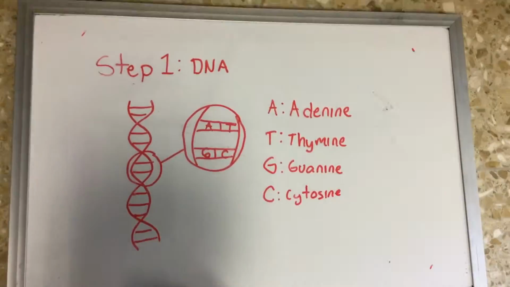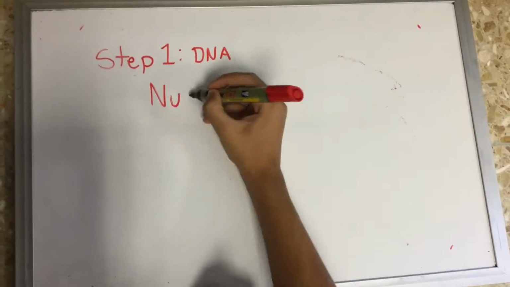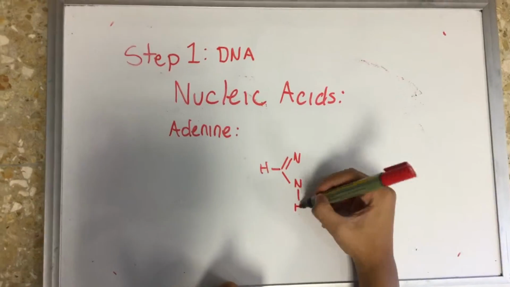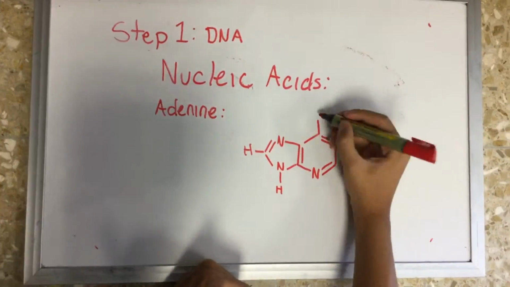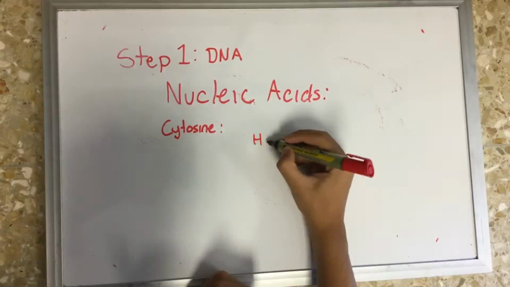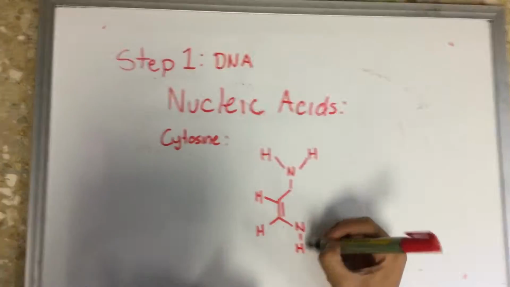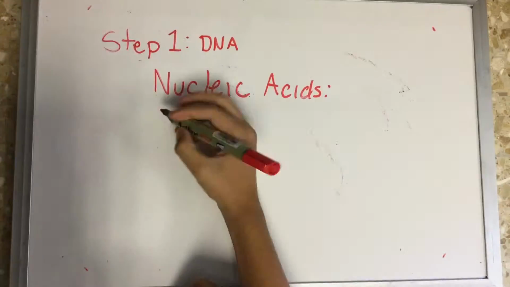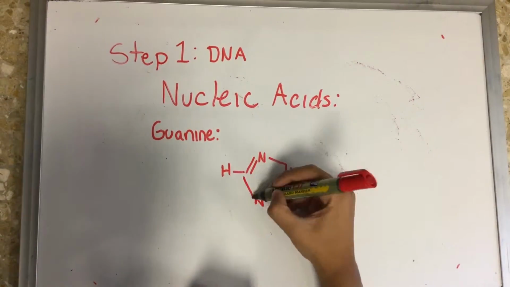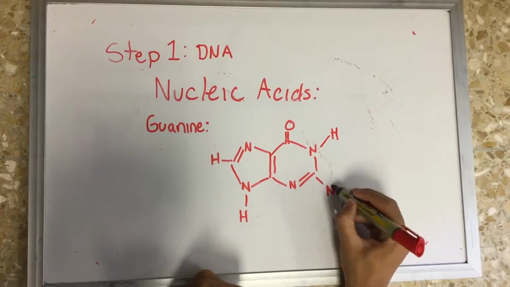DNA is the strand of genes located inside the nucleus. The genes inside the DNA are made up of adenine and thymine, and also pairs of guanine and cytosine.